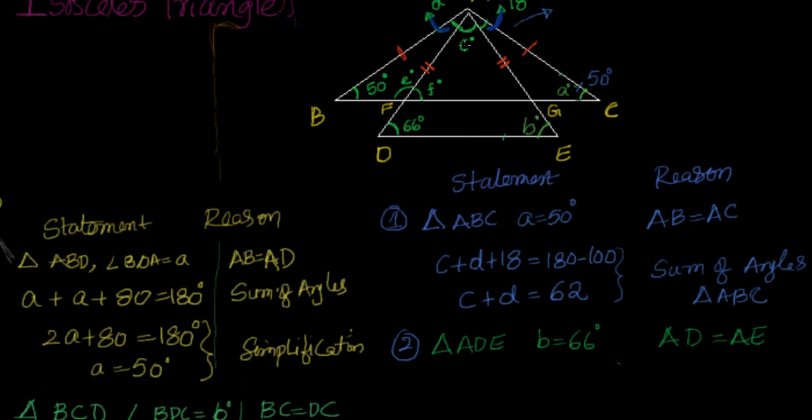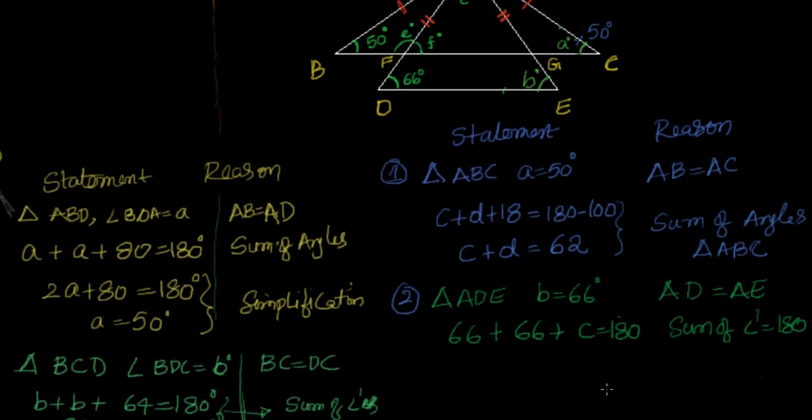Anything else we can find out? Can we find out C also from here? Yes, we can. If this is 66, then I can say 66 plus 66 plus C equal to 180. The reason for this is the sum of angles equal to 180. Now that gives me C equal to 48, and the reason for this is simplification.